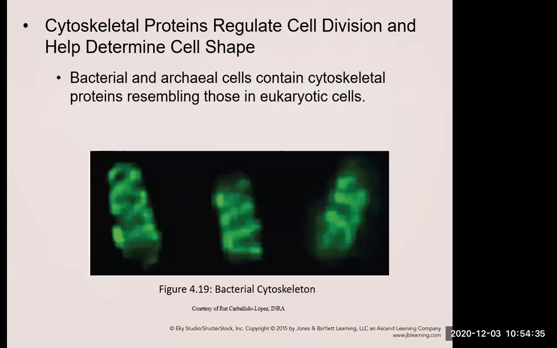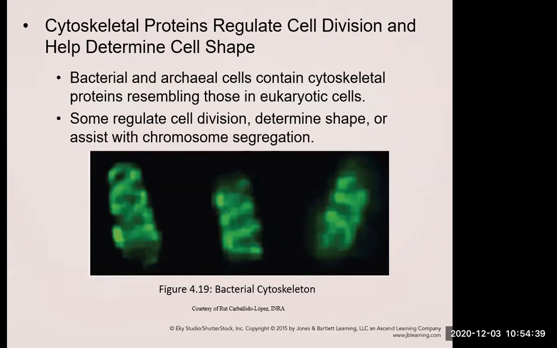All cells, bacterial and archaeal, are going to have a cytoskeleton just like us. It's a little bit different. What I want you to know is that within the cytoskeleton, we can have some parts that are used for cell division, others are for chromosome segregation, whereas others are just to maintain the structural integrity of a cell. But all cells will have a cytoskeleton present.